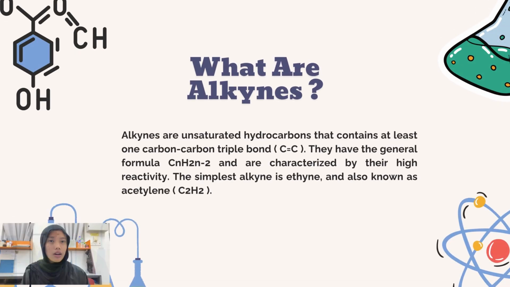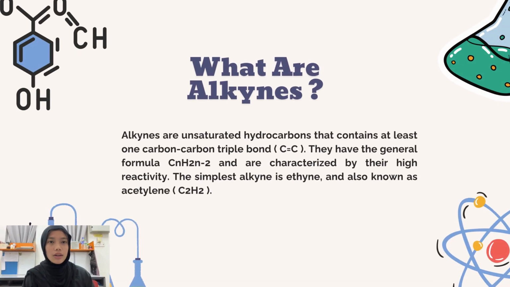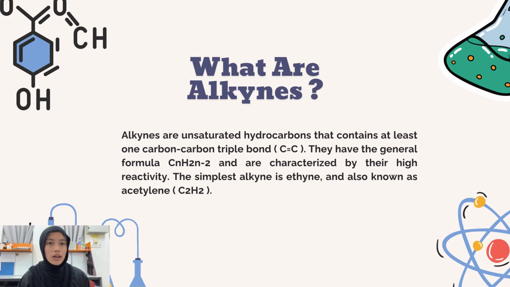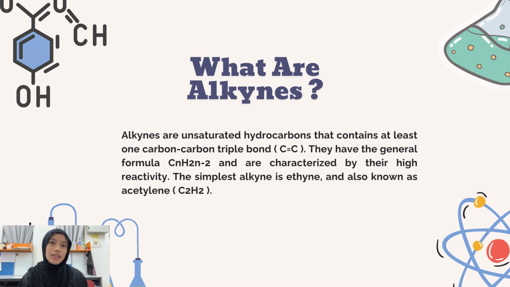Today, I will briefly explain about alkynes, one of the important groups of hydrocarbon in organic chemistry. First, what are alkynes? Alkynes are hydrocarbons that contain at least one triple bond between carbon atoms. Because of this triple bond, alkynes are very reactive. The simplest alkyne is ethyne, also known as acetylene. Alkynes follow the general formula CnH2n-2. They are unsaturated hydrocarbons, which means they do not contain the maximum number of hydrogen atoms.